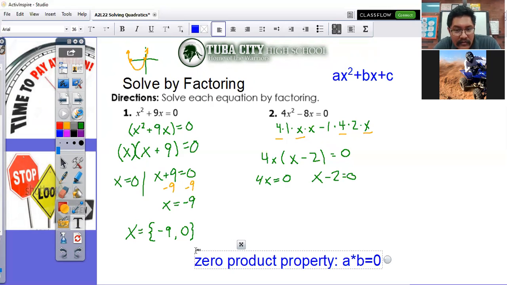Now, what if I told you that we don't know either of these? A or B times each other is going to be 0. Now, with this rule, it basically means that one or even both of them could be 0.